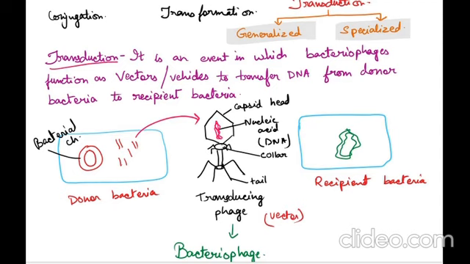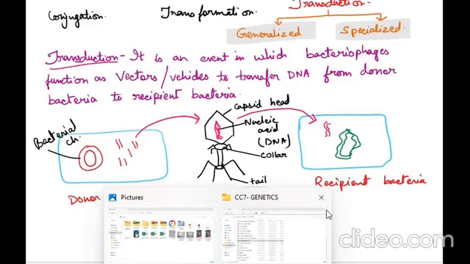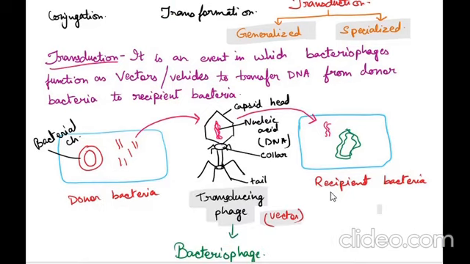After that, this bacteriophage gives it to another cell, which is the recipient bacteria, and now the recipient bacteria will receive this DNA through a bacteriophage. Since this bacteriophage is helping in the process of transduction, we call it a transducing phage. It's a vector because it's helping in carrying.